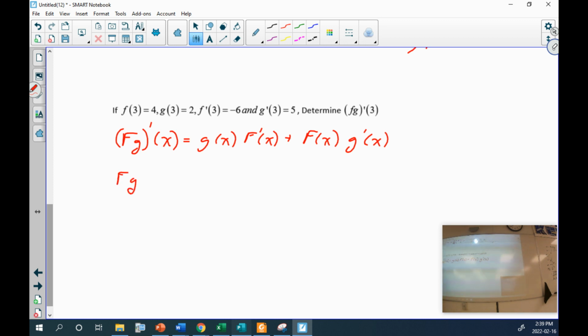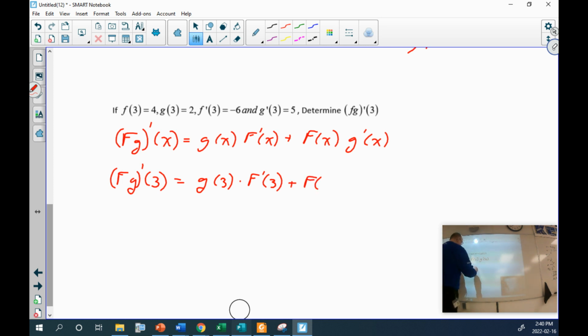So (fg)' of 3, which is what we're looking for, is going to be g at 3 times f' at 3 plus f of 3 times g' of 3. So we're just substituting 3 in for the x. Now, do I know all of those things on the right-hand side of the equation? f of 3 is 4, g of 3 is 2, f' of 3 is negative 6, and g' of 3 is 5.